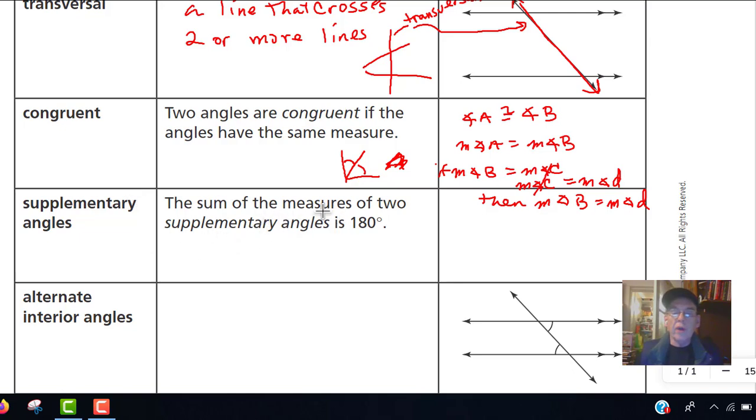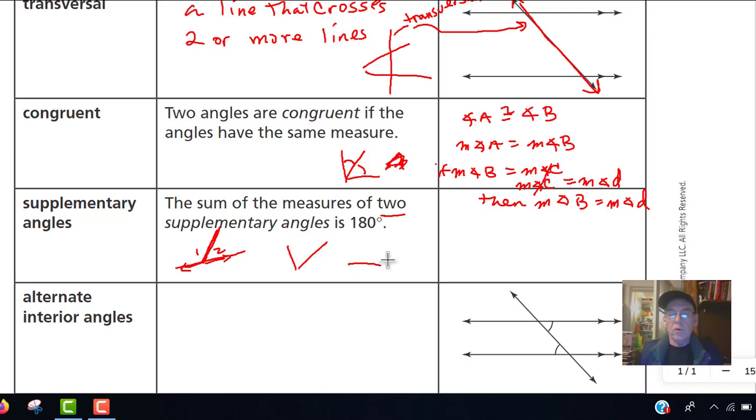Supplementary angles are two angles whose measures add to 180. We could have a linear pair of angles. These two angles would be supplementary. They're adjacent because they share a common side, and their other sides make a straight line, which gives the 180-degree measure. We also could have two angles that sit independently from each other.